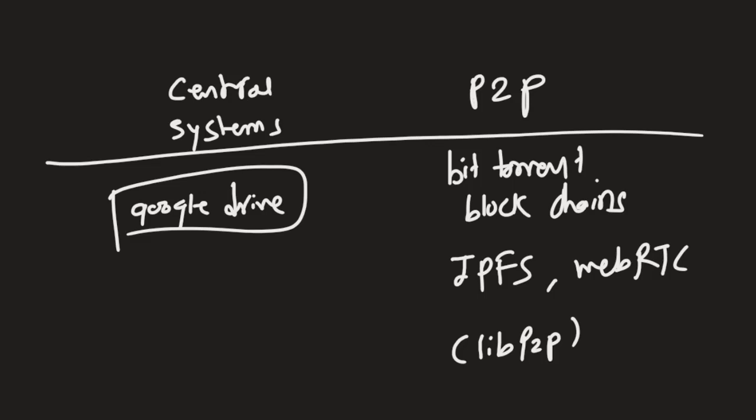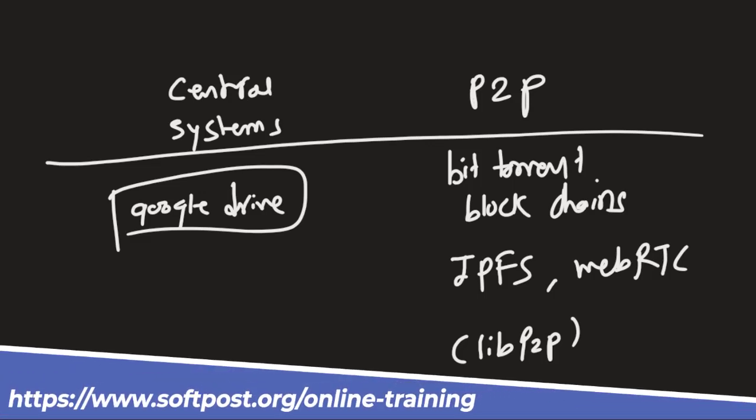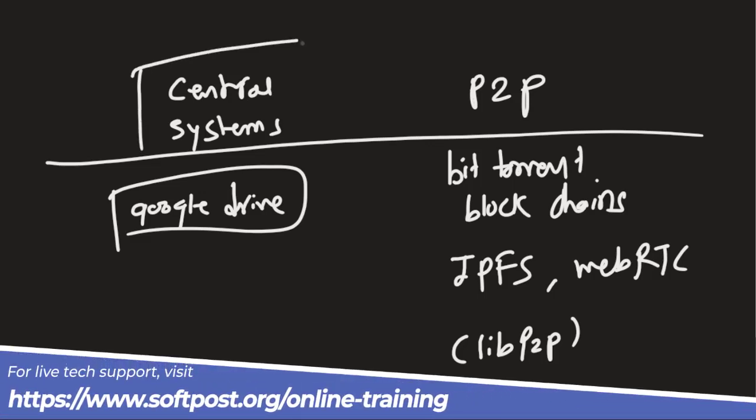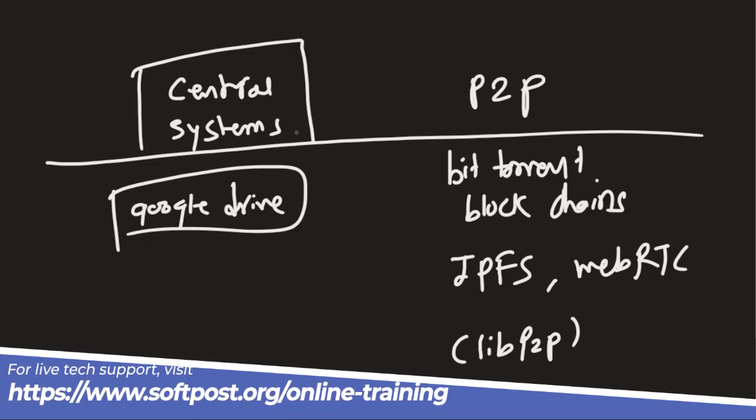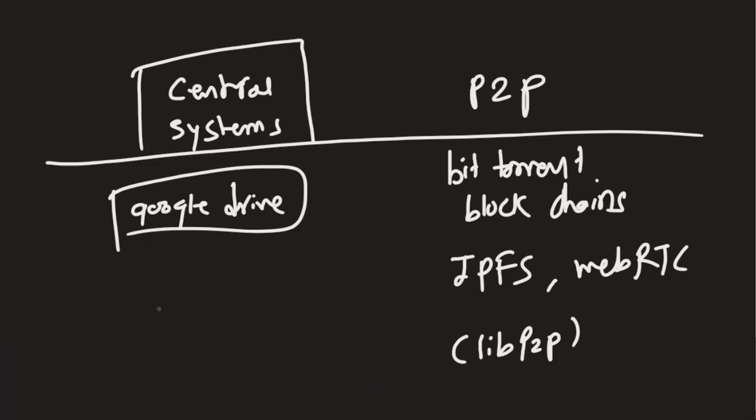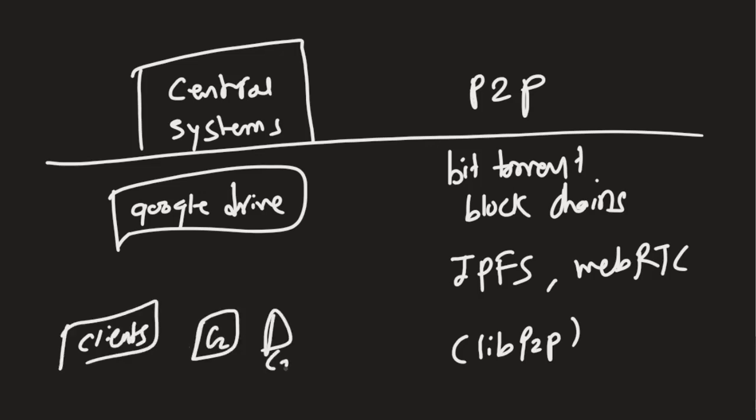Let's try to understand the difference between central systems versus peer-to-peer systems. Let us try to understand this with an example. Now, what is a central system? In the central systems or architecture, we have a central web server and clients connect to that. Client 1, client 2, client 3.